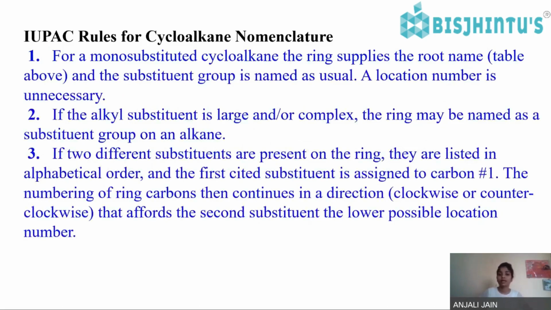For a mono-substituted cycloalkane, the ring supplies the root name and the substituent group is named as usual. Like the root name is cyclopropane, cyclobutane. A location number is unnecessary. Why is it unnecessary? Because there is only one substituent, so it would be the same thing if you repeatedly gave the location number. If the alkyl substituent is larger or complex, the ring may be named as a substituent group.